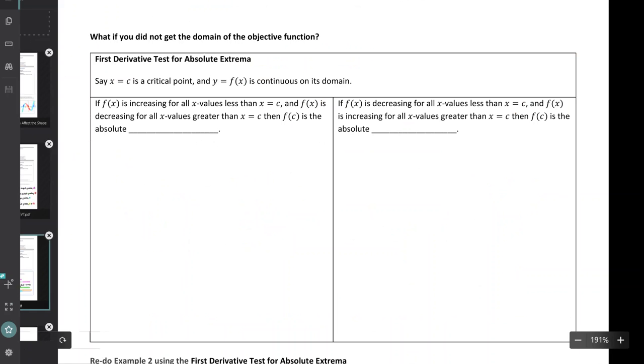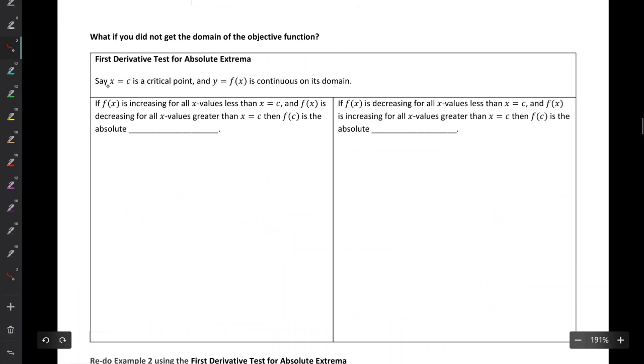So say x equals c is a critical point, and remember what that means. That means that the derivative is either 0 or undefined. And my function is continuous on its domain. If the function is increasing for all x values less than c, and then decreasing for all x values greater than c, then f of c is going to be an absolute what?